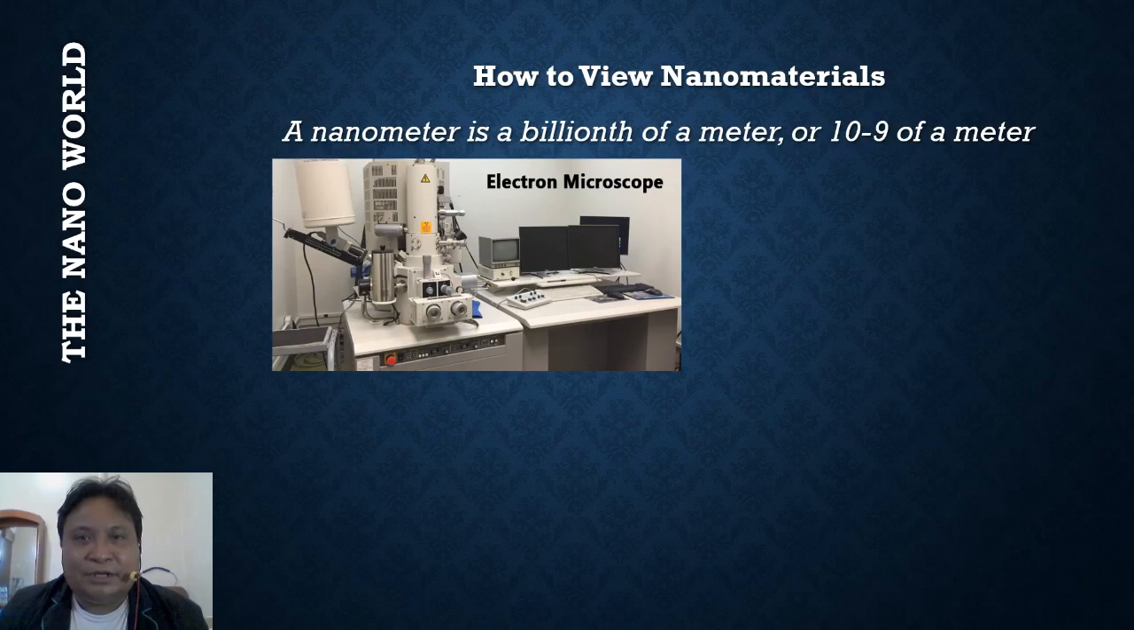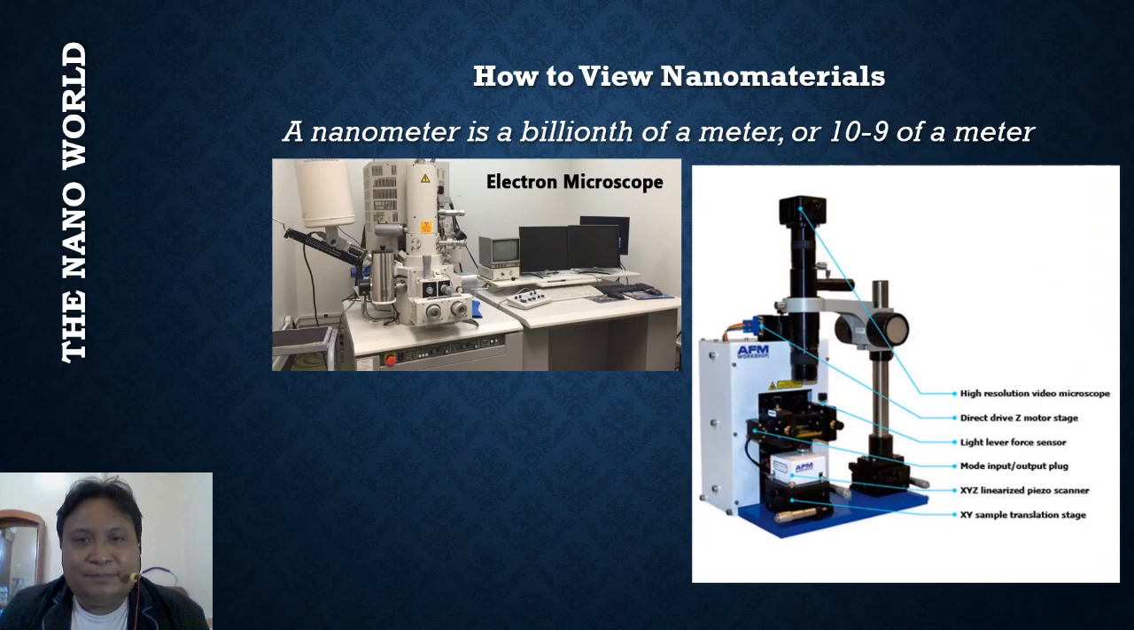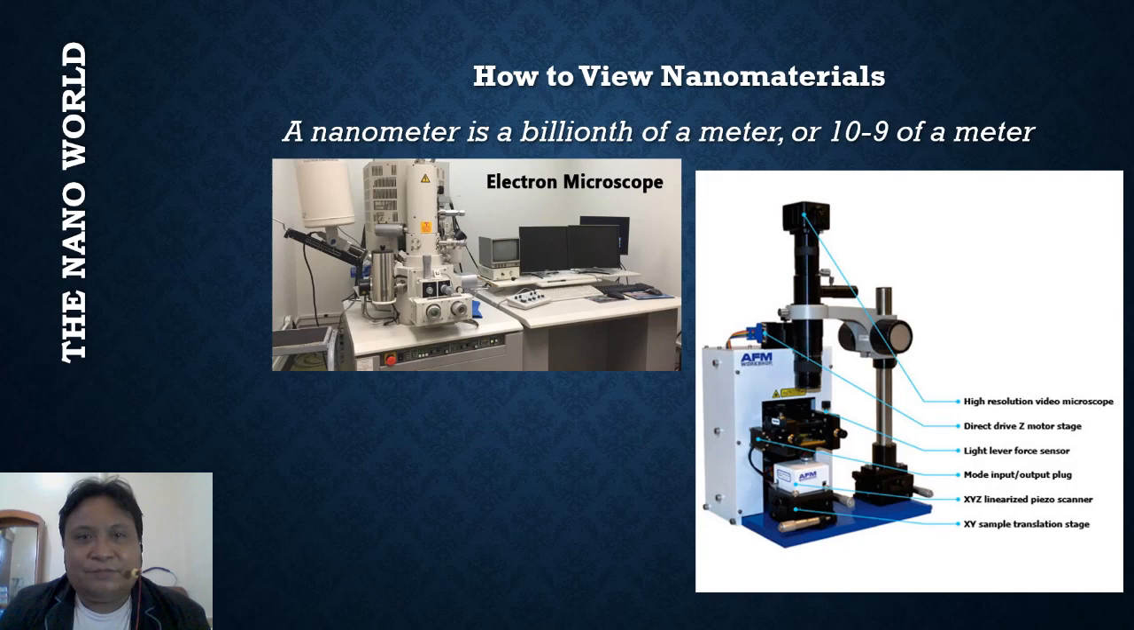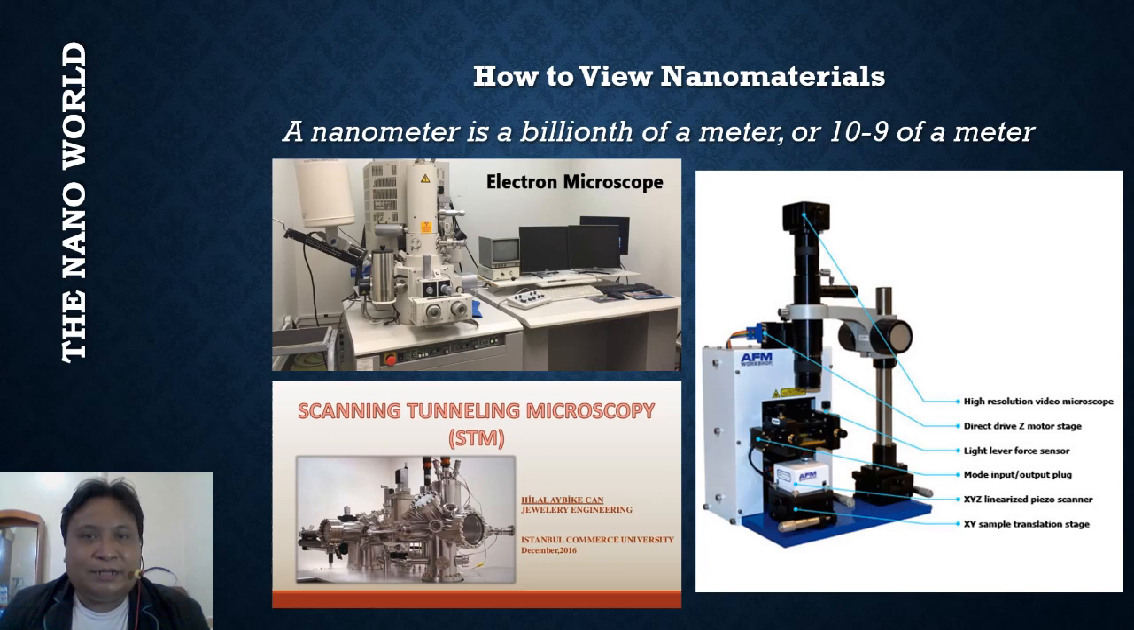Another one is the AFM or atomic force microscope. It makes use of a mechanical probe that gathers information from the surface of the material. The next one is the STM or scanning tunneling microscope. It enables scientists to view and manipulate nanoscale particles and atoms and even small molecules.